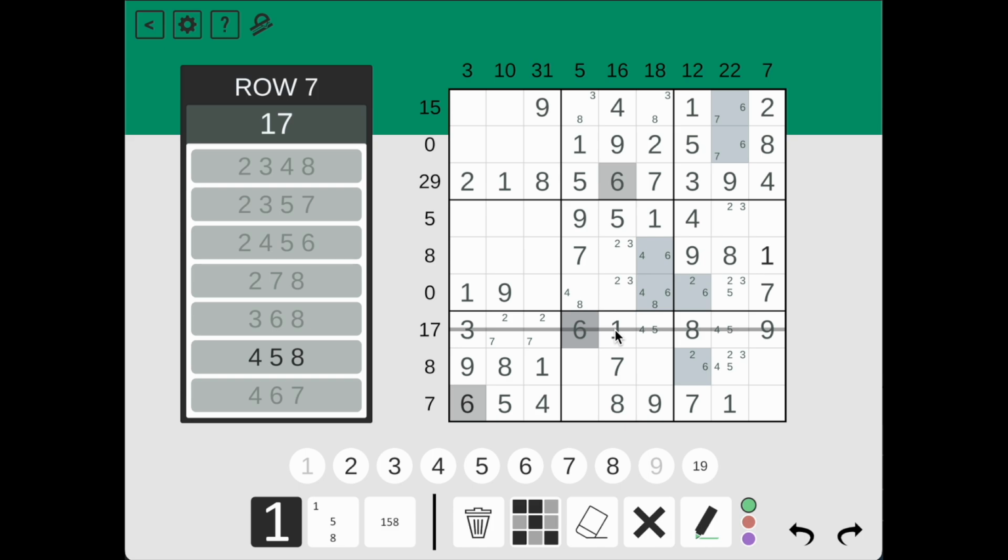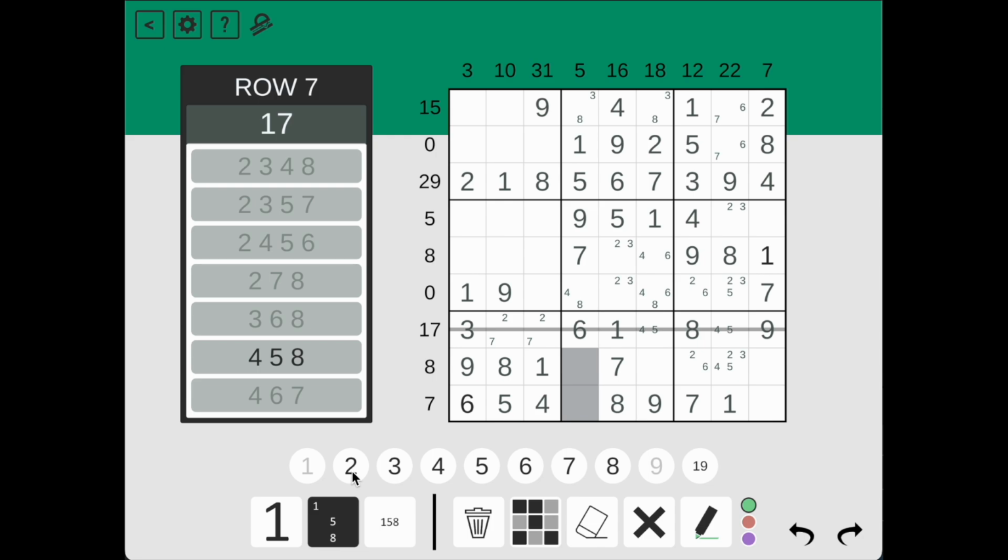So down here I have 1. And 2 could be over here. 3 could be in any of these. And 4 could be here or here. 5 could not be over here. 5 has to be these. And 6, 7, 8, 9. Okay.